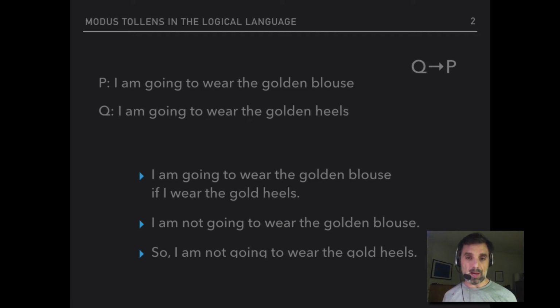How about the second premise? "I am not going to wear the golden blouse." Well, that's the negation of "I am going to wear the golden blouse." That is P, so to symbolize the second premise, we need the negation of P, which is squiggle or tilde P. And "I am not going to wear the golden heels," the conclusion, is the negation of "I'm going to wear the golden heels," so that's not Q. So here is our symbolization of this first argument: if Q, then P; not P; therefore not Q. And that's: if antecedent, then consequent; not consequent; therefore not antecedent.